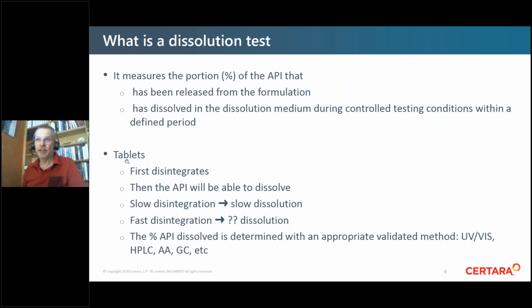That means, for a tablet, you can first disintegrate the tablet. But the disintegration does not mean that you are going to release the API, nor that you dissolve it. It means only that you go back to the granulate. But then you need to have a release from the granulate and a dissolution of the API. That can be very fast or that can be slow. For example, when you have a slow disintegration, you may have, of course, a slow dissolution. But when you have a fast disintegration, that does not mean that you are going to have a fast dissolution. That depends on the nature of the granulate.